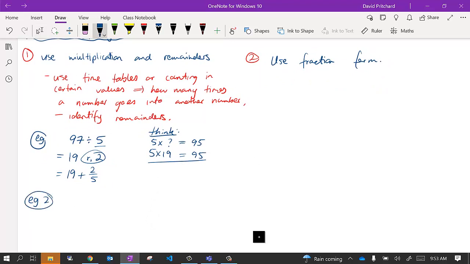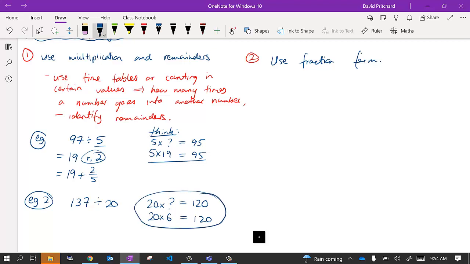Let's say 137 divided by 20. So it's the same idea. Because we're dividing by 20, we want to flip it back around and go 20 multiplied by something is equal to. Now, if we count in 20s, we go 20, 40, 60, 80, 100, 120, 140. 140 is too big, so we want to go back to 120. So 20 times something is 120. That ends up being 20 times 6 is 120.